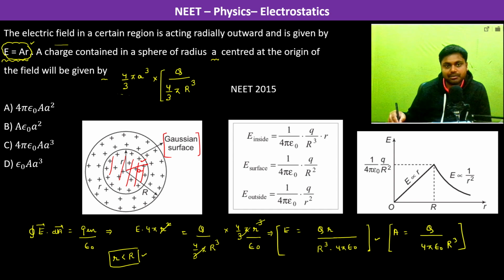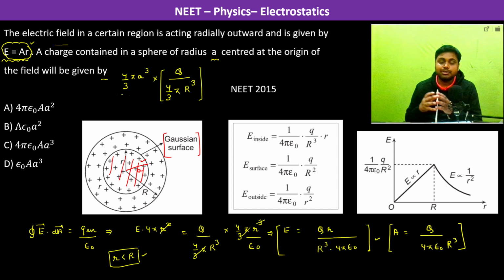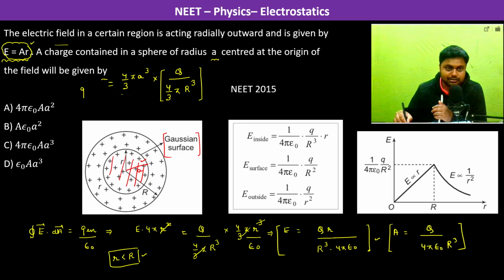Why have we done this? We have considered the charge to be uniformly distributed. When we have the charge uniformly distributed throughout the volume, only then will the electric field come out linearly. So this is the charge which is contained, Q enclosed, within a radius of a.